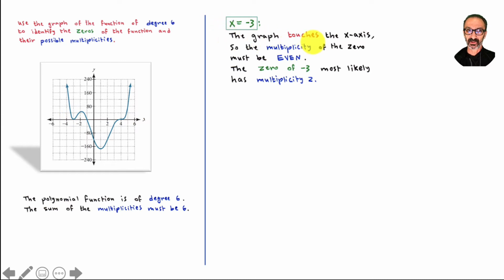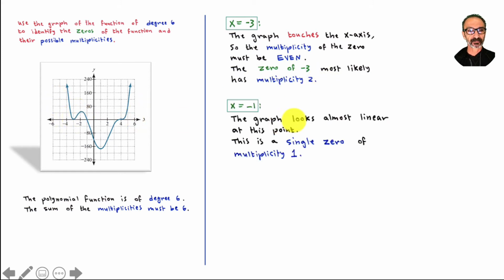The graph touches the x-axis, so the multiplicity of the 0 must be even. The 0 of negative 3 most likely has a multiplicity of 2. Now we could fix that if we need to, but that's most likely bounces off normally. Of course, we want to keep in mind that the degree is 6.